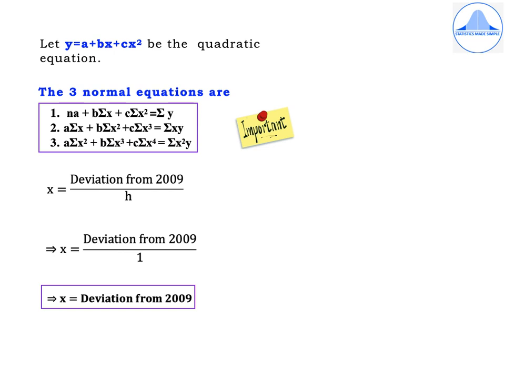Now in the table, we find out the middlemost year, that is 2009. And the formula for x is deviation from 2009 divided by h, and h is the difference between the years. So you get x equal to deviation from 2009 divided by 1, which implies x is equal to deviation from 2009. To continue with the remaining calculations in the table, we need to find out x, x square, x cubed, x to the power 4, xy and x squared y along with their totals.